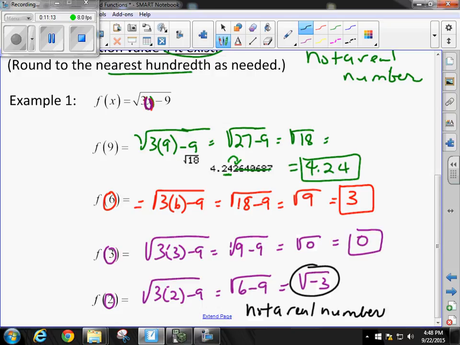Or you might say that it does not exist, depending on how they phrase the question in my math lab: does not exist or is not a real number.